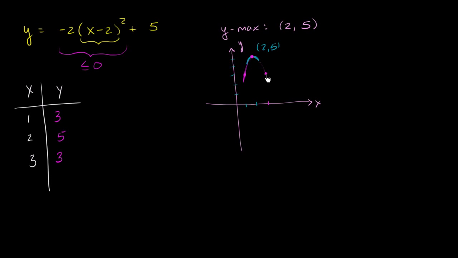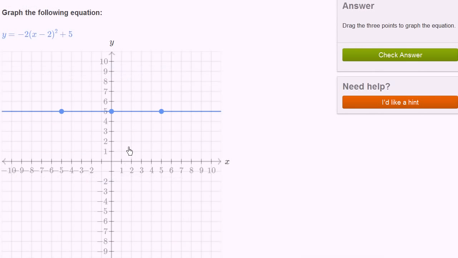So let me go back to the exercise and actually put those 3 points in. We have the point (1, 3), the point (2, 5), and the point (3, 3), and we have now fully determined our parabola.